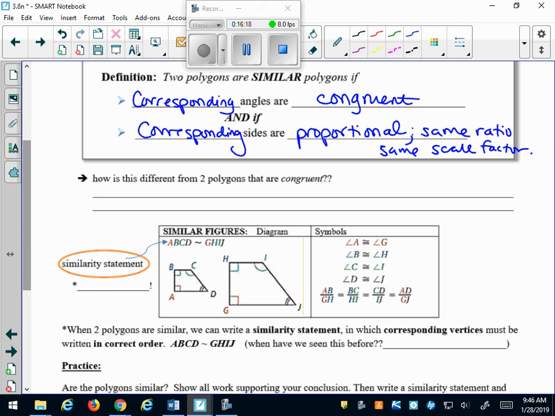How's this different from two polygons that are congruent? Corresponding angles are what in congruent polygons? Congruent, and corresponding sides are also congruent, right? In congruent polygons, sides and angles stay the same. They're like identical figures, right? So sides are congruent as well in congruent polygons. So with similar, the sides are going to be a different size.